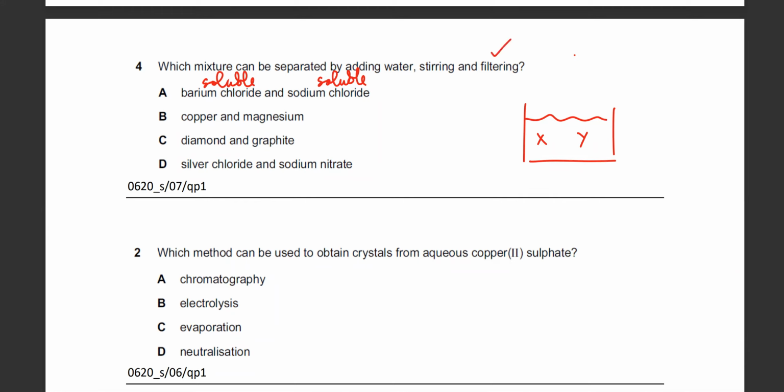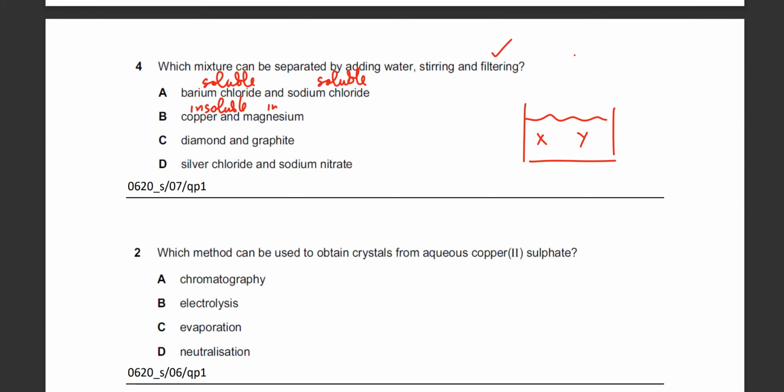So would filtering help or not? Would filtering separate them or not? No, it won't, because filtration doesn't work for soluble substances. You need insoluble particles, only they can be filtered out. So the first one is not going to work. The second one is you've got copper and magnesium, and they're both insoluble.